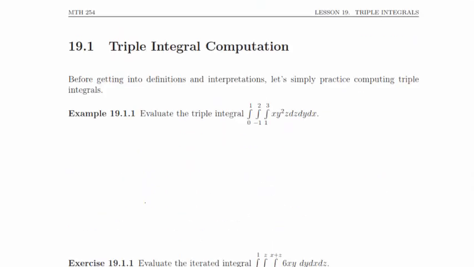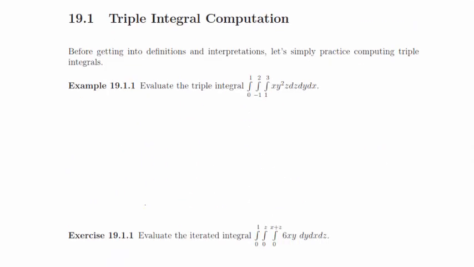We have section 19.1, triple integral computation. So we're just going to practice some of these, and then we'll get into coming up with the formula in just a moment. Before getting into definitions and interpretation, let's simply practice computing triple integrals. So in example 19.1.1, evaluate the triple integral, which is the integral from 0 to 1 of the integral from -1 to 2 of the integral from 1 to 3 of x, y squared, z, dz, dy, dx. I'm just going to copy it down here real quick.